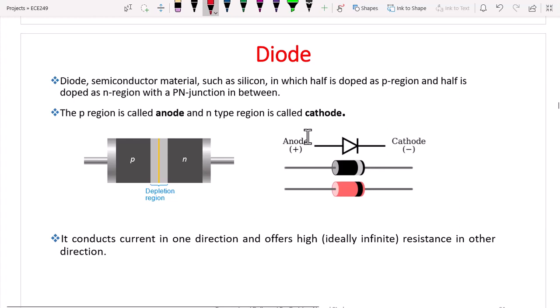Then in this diagram we are showing the different symbols of a diode, and these symbols are related to the practical diodes that we use in the lab, because anode and cathode need to be identified. So if we talk about the practical diodes, we will have one silver lining. That silver lining indicates the negative side, so the opposite one will be the positive side.